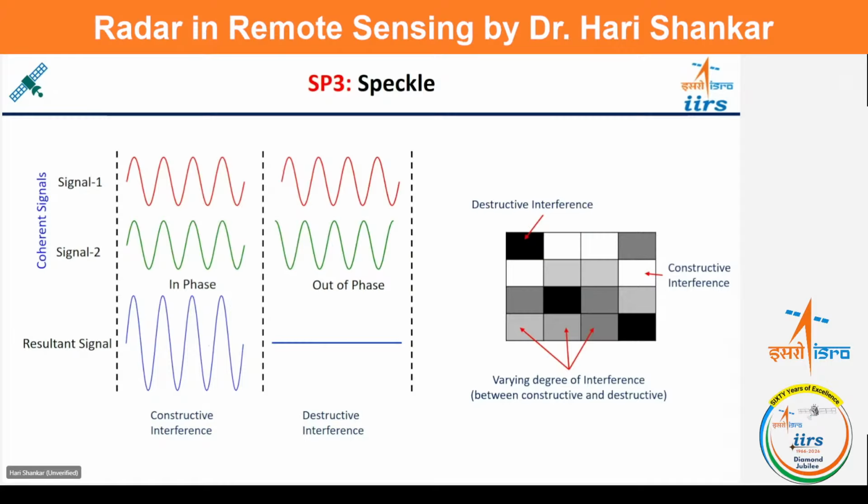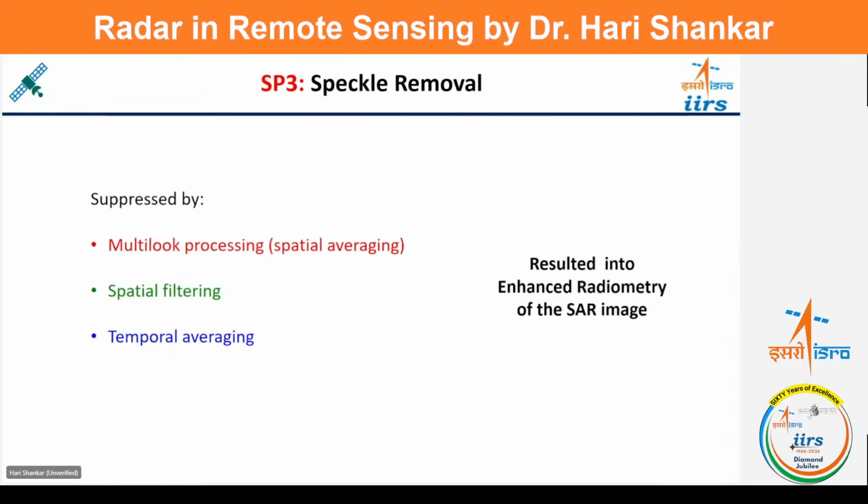So those things we have to basically remove, and that is called speckle removal filters. Different types of filters are there to remove the speckle in the images. Here you can see the removal filters are of three types. One is called multi-looking processing or multi-look processing.